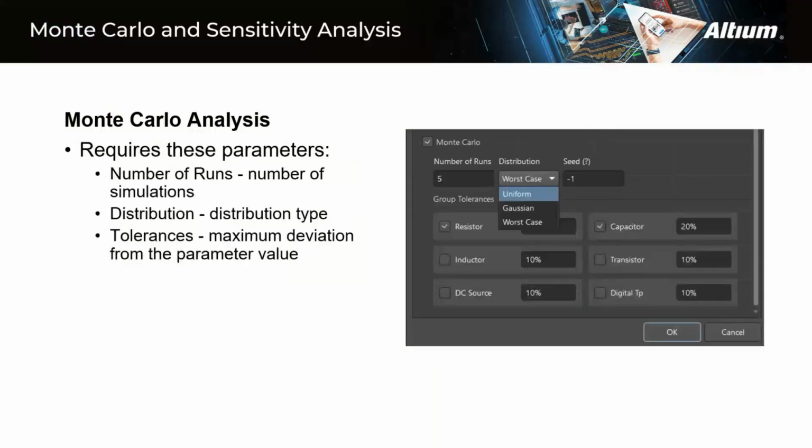Monte Carlo analysis requires the following parameters: number of runs, that means the number of simulations, and the distribution. That means the distribution type. What is the distribution type you want, uniform, Gaussian, or worst case? And the last parameter required for this Monte Carlo analysis is the tolerance. That means the maximum deviation from the parameter value you have specified in your design.